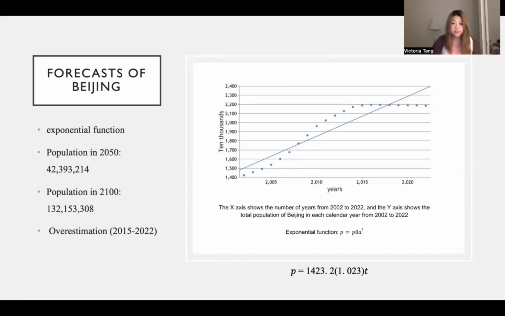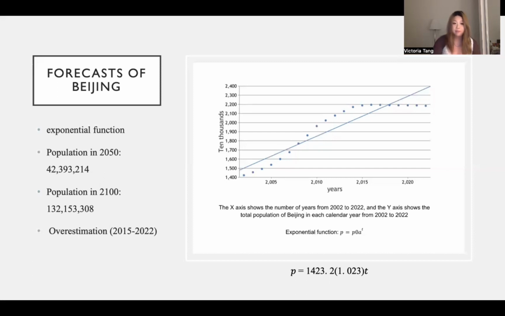However, according to a graph of the real data of Beijing's population, from around the year 2015 to 2023, the population remains steady with very small fluctuations. Therefore, the model might be a little bit overestimating the overall population of Beijing. On the other hand, my model specifies a function for each of the factors.